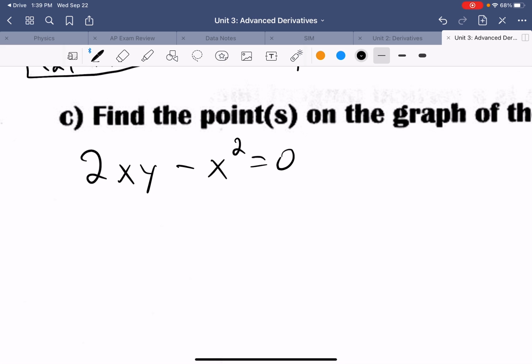And we're asked just to find the points. I think in class, the one I solved, I actually found the equation of the tangent line. So we could have stopped as soon as we found the points. So here, we're just going to find the points and stop there.